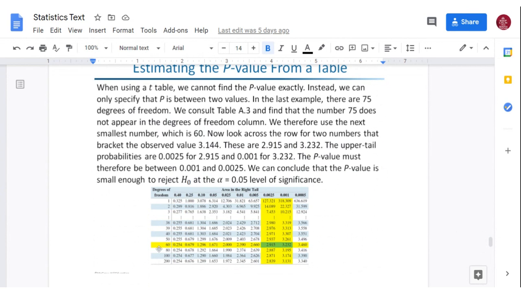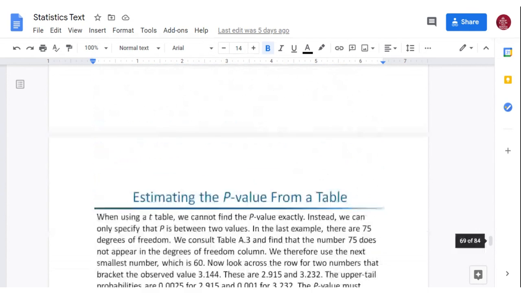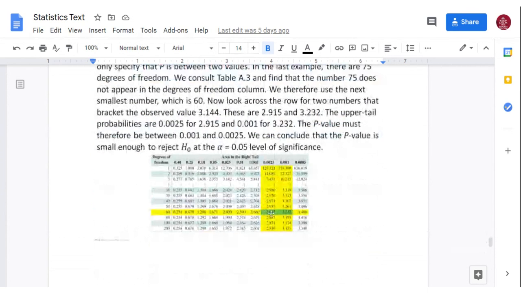So you can't put in 75, you go down to 60, and then you go over to the ones here in green, which are the ones on the boundaries, because it was 3.144. So 3.144 is in between there somewhere. And what that means is your p-value is in between 0.0025 and 0.001. And both of those are less than 0.05. So it gives you the same result.